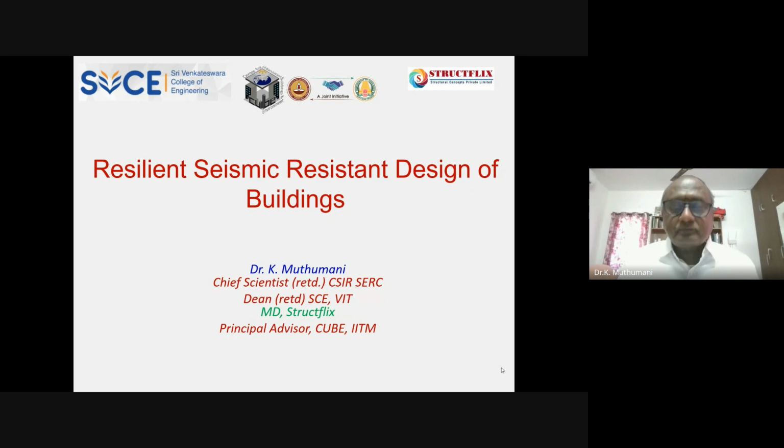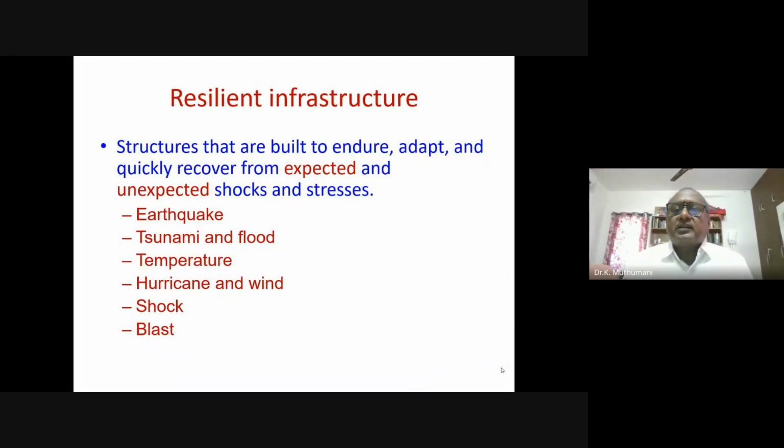And so the topic for today is resilient seismic resistant design of buildings. The first point that we need to understand is what resilience is all about. So let us start understanding what a structure is. A structure is designed, as you know, as per code, for dead load, live load, and all other loads that you get across. So you design a structure and then build it, and then a structure is there in place.